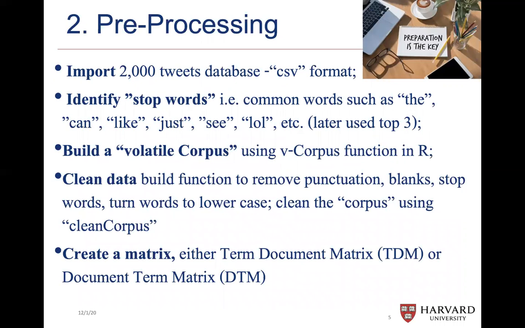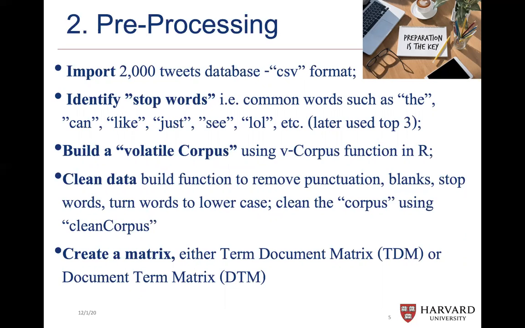How do we pre-process the data? First of all, we import the test data of 2,000 tweets. This appears in a database in a CSV format. We import it in R Studio, which is the tool we're using to program with our programming language. We identify the stop words. So we use a library that has about 500 or more commonly used English words, which we need to take out because otherwise these words would cloud the analysis and render it meaningless.